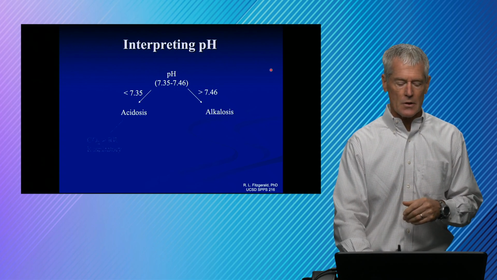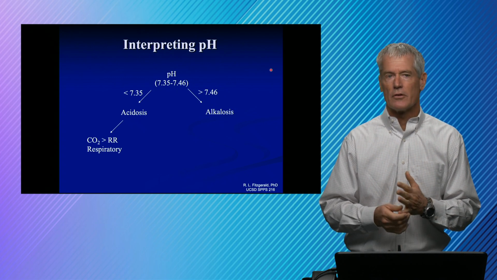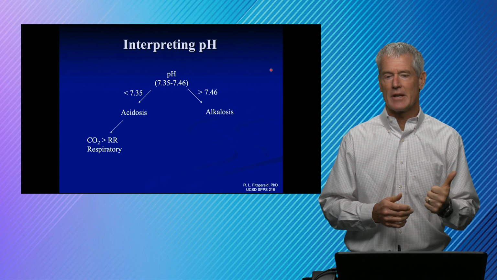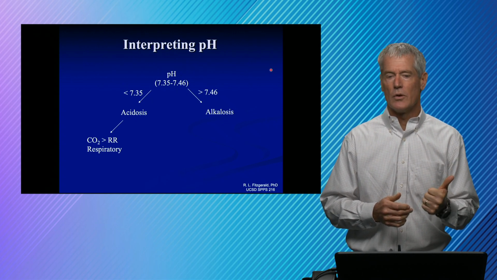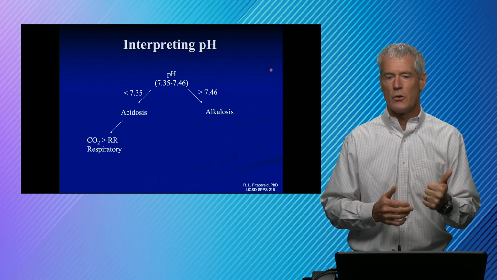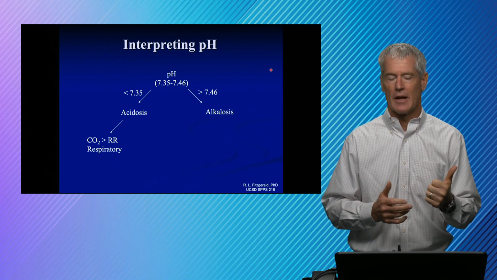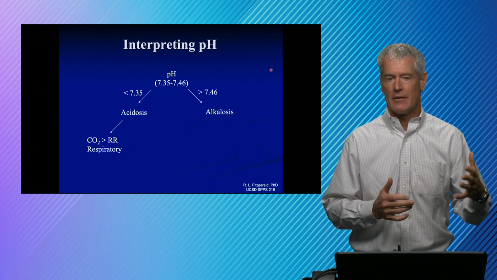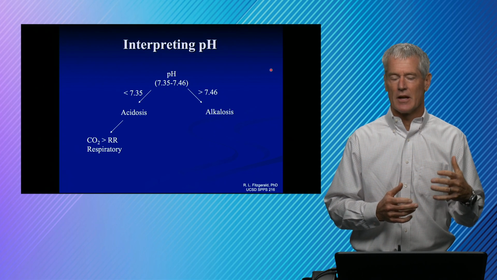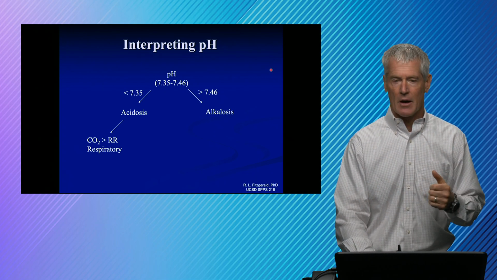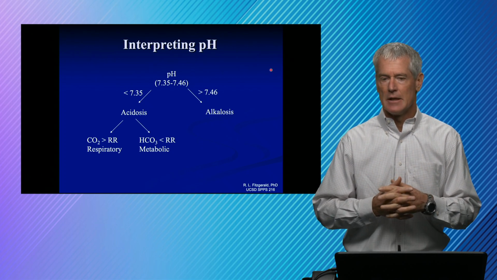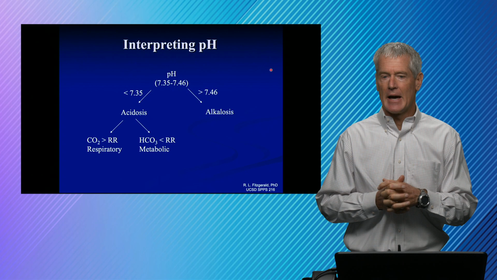So what you do is you look at your CO2 and your bicarb. So your pH, you're less than 7.35, you're acidotic. If your PCO2 is high, so RR is the reference range, if your PCO2 is high, that's a respiratory acidosis. And if that's the primary, that's going to tell you a primary disease process that is a respiratory acidosis. However, if your bicarb is less than the reference range, then that's going to be a metabolic acidosis.